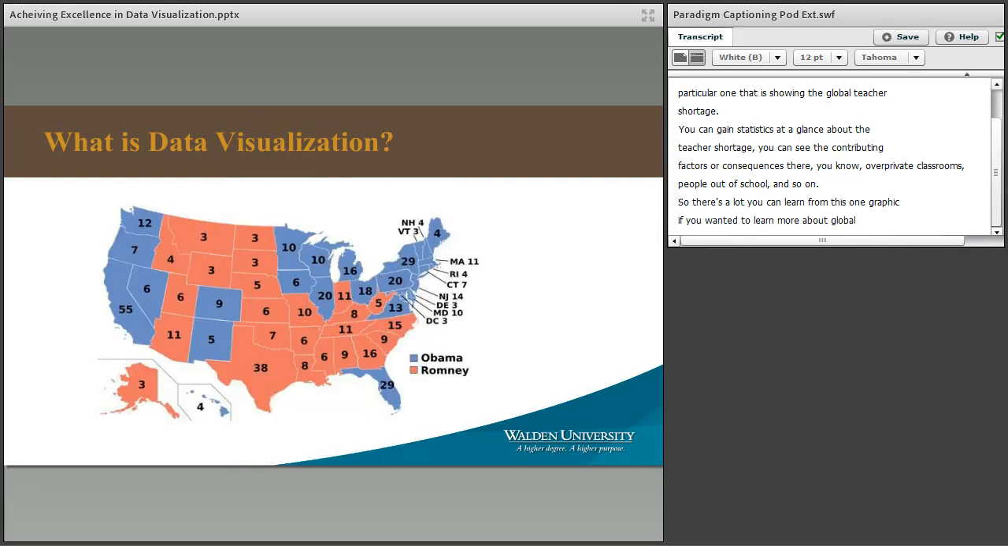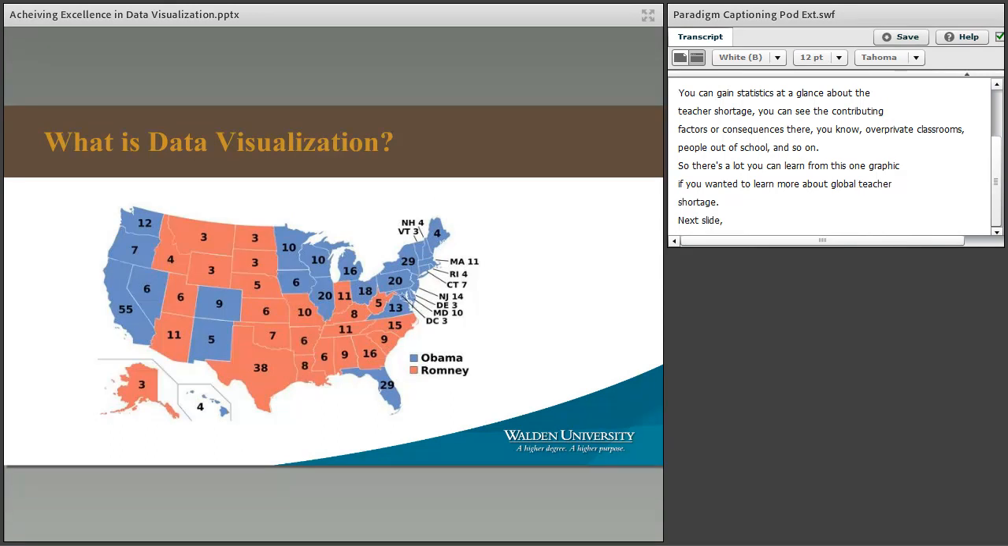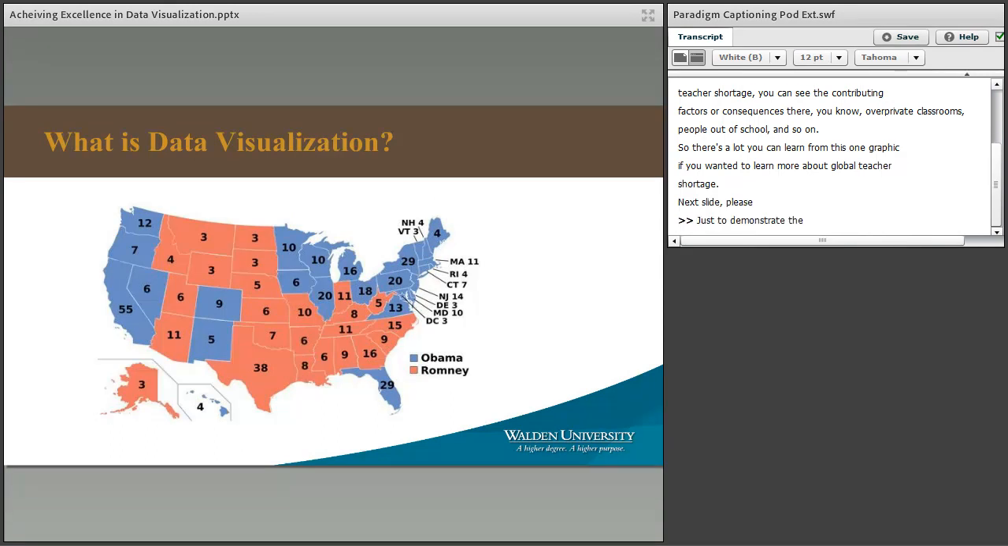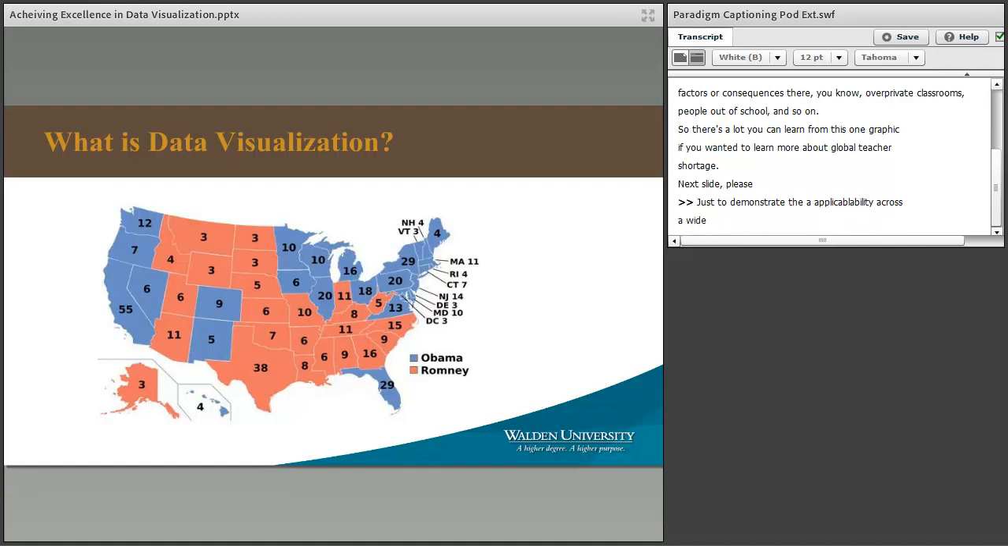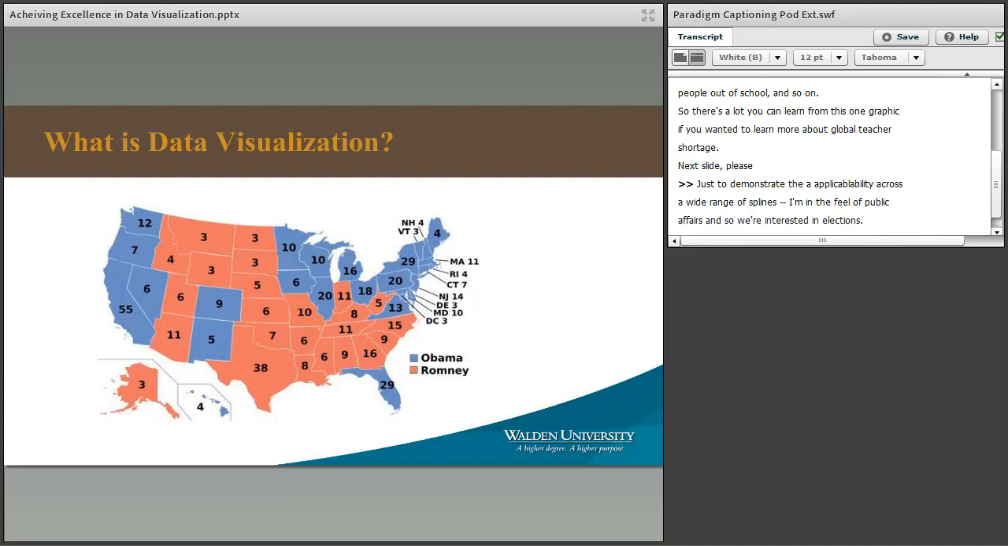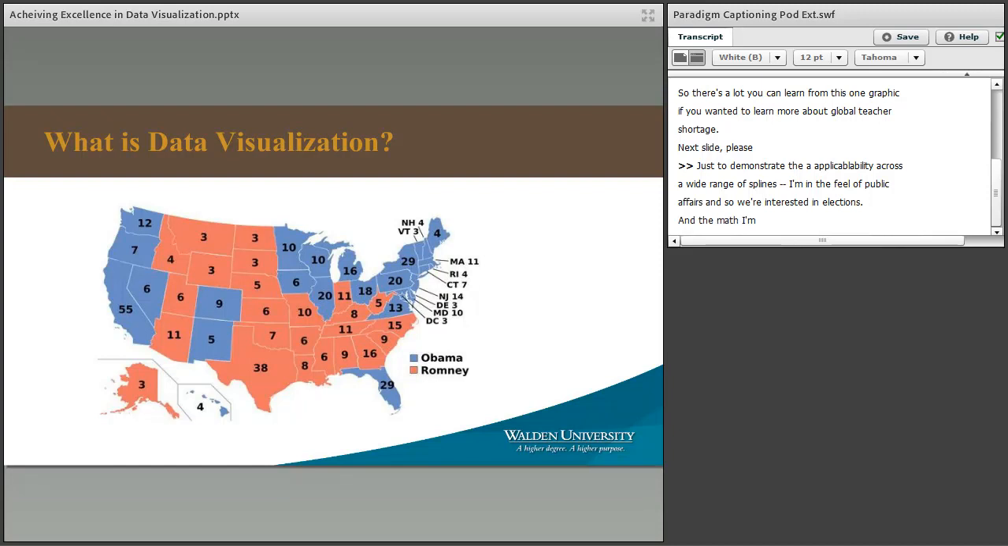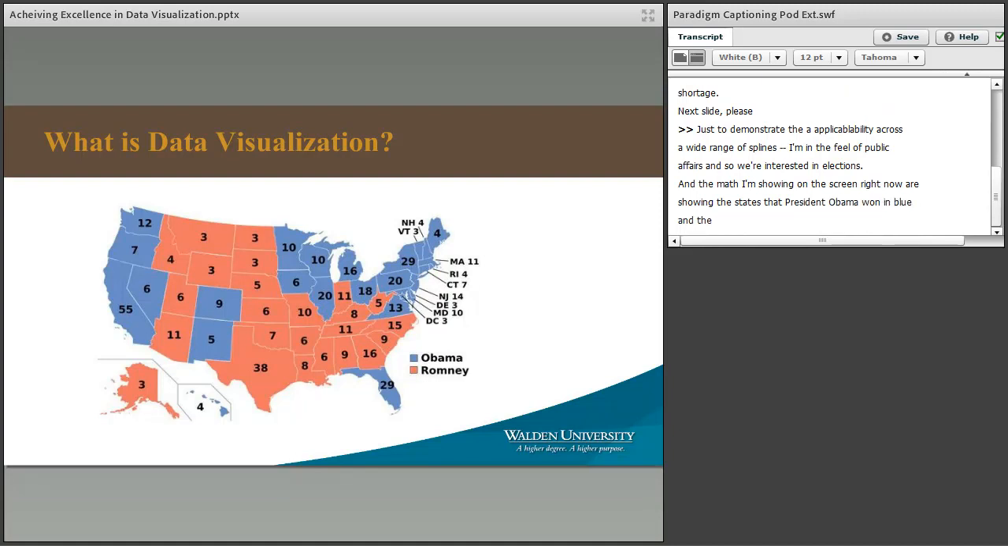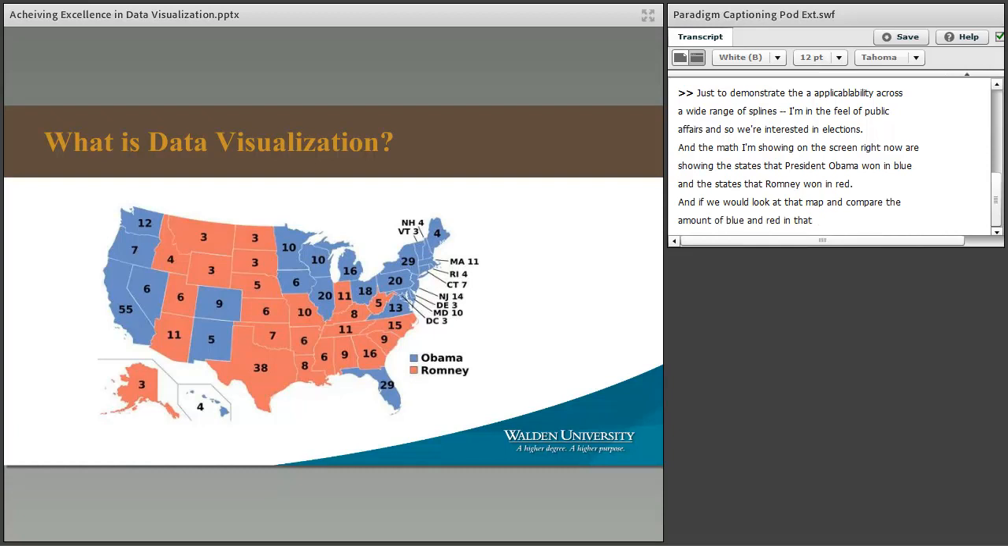Next slide, please. And just to demonstrate the applicability of data visualization across a wide range of fields and disciplines, I'm in the field of public affairs. And obviously one of the things that people who study public affairs are interested in are elections. The map I'm showing on the screen right now shows the states that President Obama won in the 2012 election in blue, and the states that Governor Romney won in red. If we look at that map and compare the amount of blue and the amount of red, we might conclude that Governor Romney was elected President of the United States in 2012.